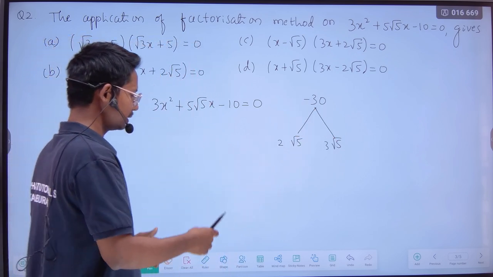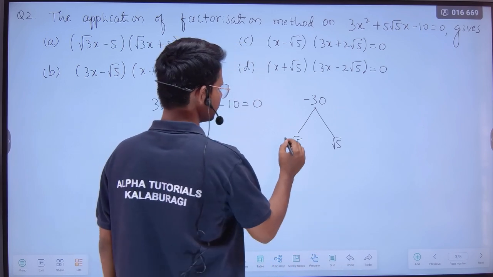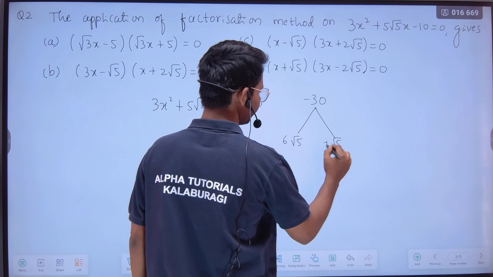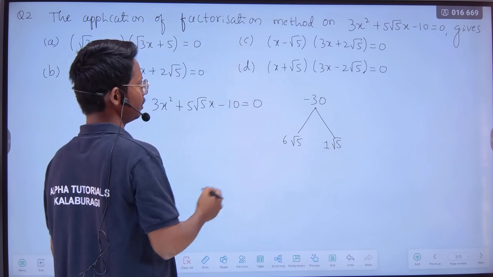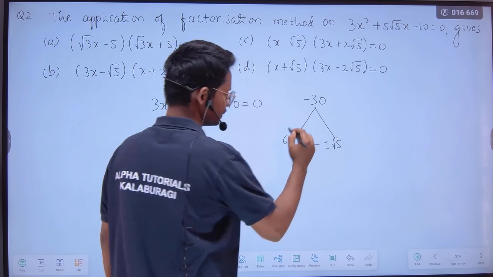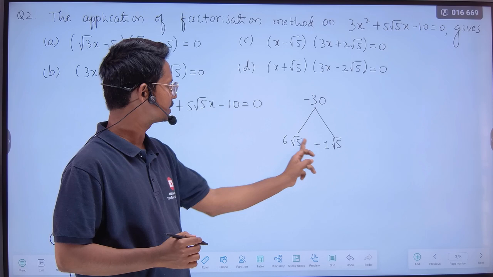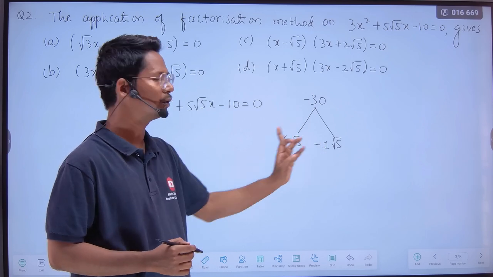So like this you need to try different possibilities. One such possibility is 6 and 1. And I need minus, and here plus 5, so I'll go with the minus. Now you can see if you multiply you'll get minus 6 into 1, 6, root 5 into root 5, 5.